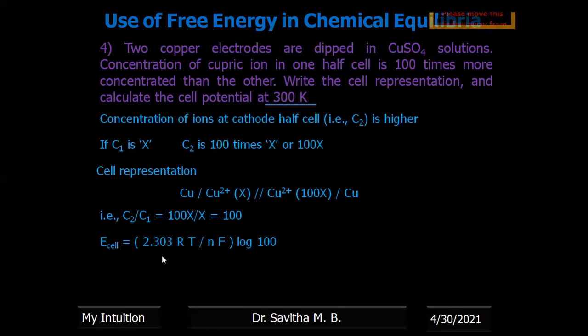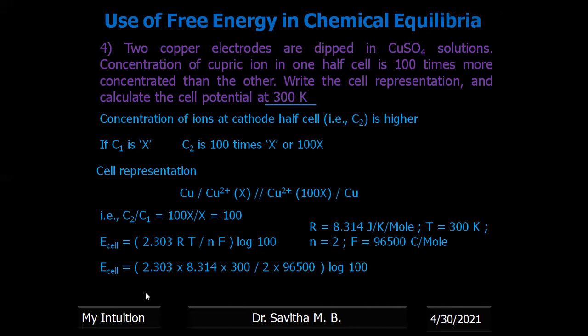So the Nernst equation formula will be E cell is equal to 2.303 RT by NF log of 100. We know 2.303. What is the value of R? R is 8.314. Temperature is 300. F is 96,500. The value of N is 2 because copper sulfate is given. Sulfate is SO4 2 minus, therefore copper should be 2 plus, only then overall it will be 0. So the N value is 2.